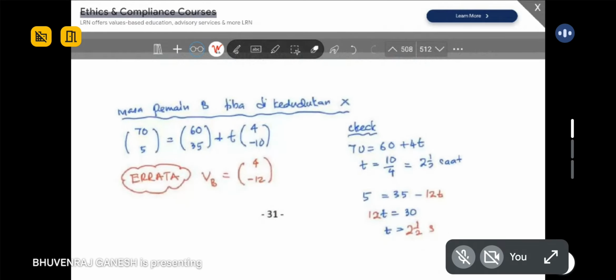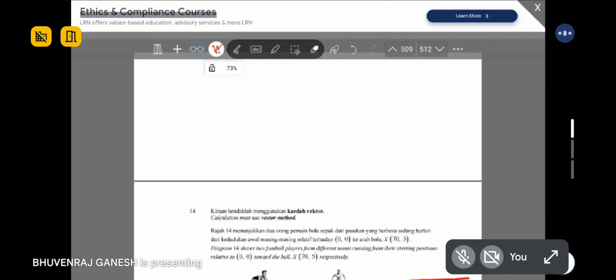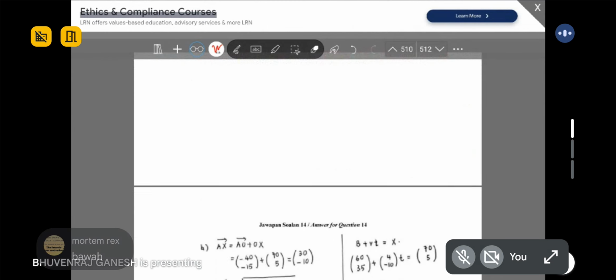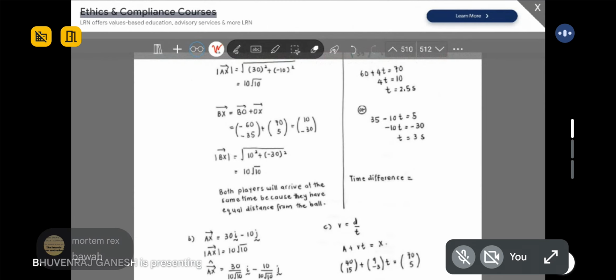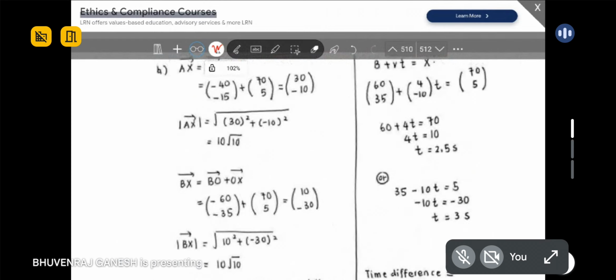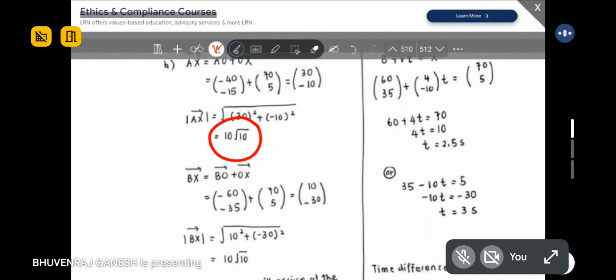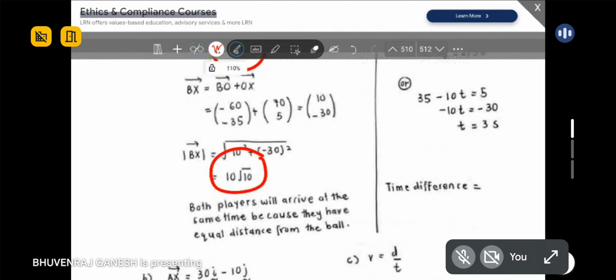Okay, so you can see over here, the answer is, wait, not this one. I think is below. Yes. Okay, so the answer is both will arrive at the same time. Can you see? The distances are the same. Sama jarak. So that's why you can say same time because equal distance. And their speed is also the same.